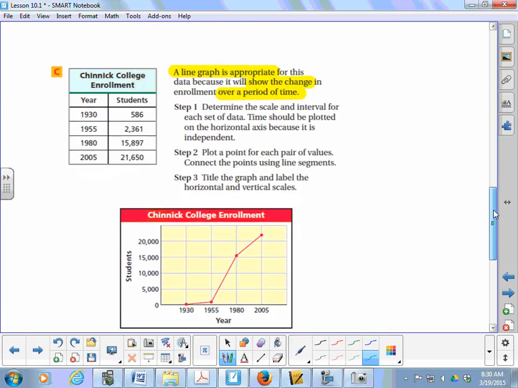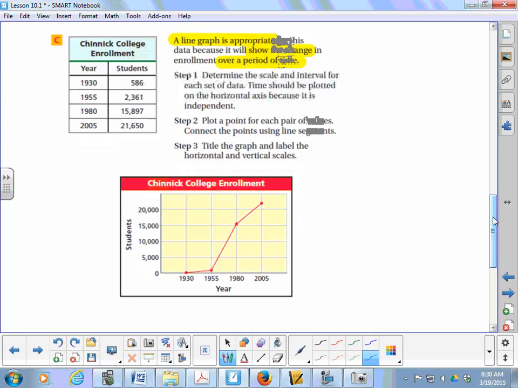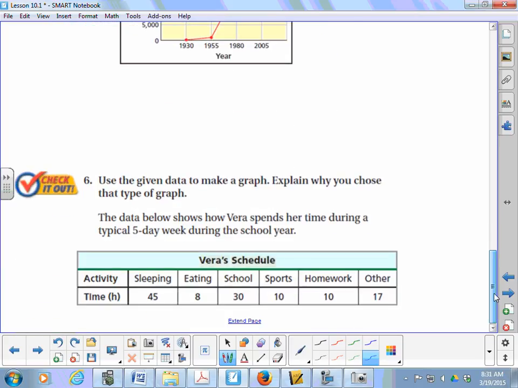Okay. Letter C, we have students enrolled in Shinnick College and the year. Well, anytime you see years and numbers that go along with them, you're always going to use a line graph or a plot over time for that. That's the most appropriate because we're going to show the change of what happens over time. And that's it, just those three.